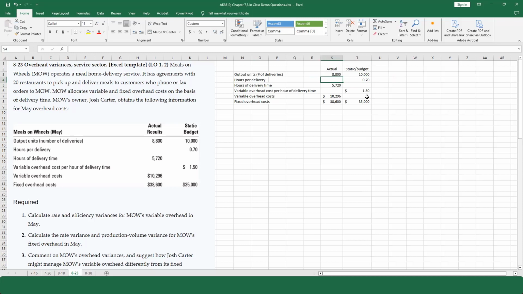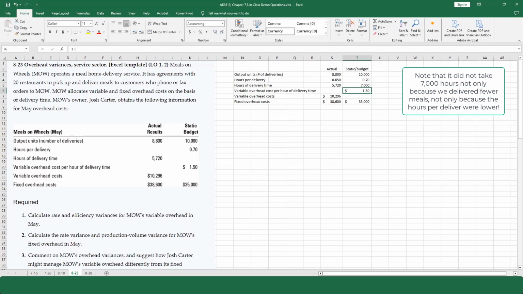Now, did it actually take us that? We can take the hours of delivery time, which was 5,720, and divide it by the 8,800, and we discover that the hours per delivery was 0.65. So it took us less time, which is awesome. Now, the static hours of delivery: multiply the 10,000 by the 0.7, and it should have taken us 7,000 hours. It didn't. It only took us 5,720.